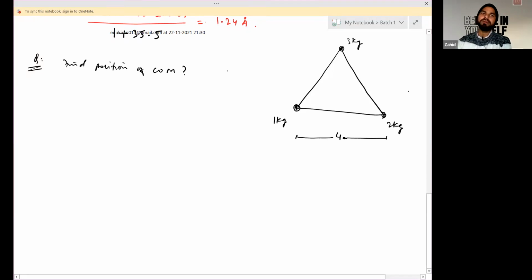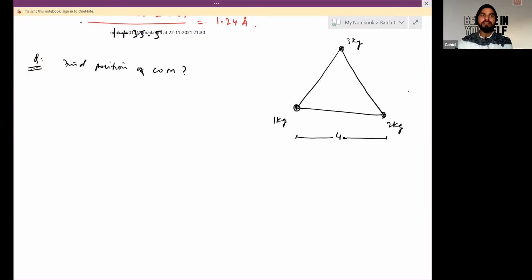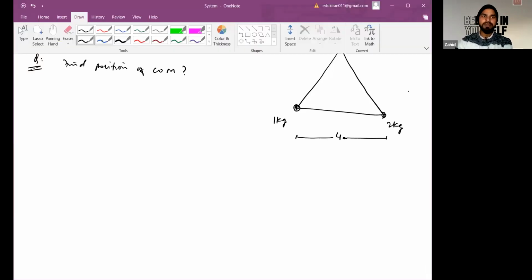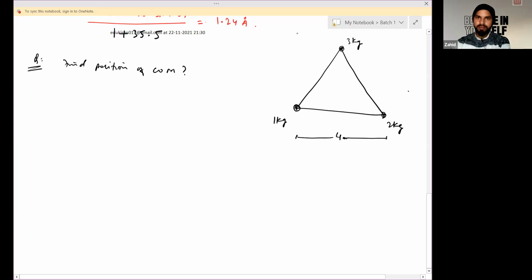So for any problem, first try to define the coordinate axis. Let's say this is y-axis and this is x-axis. Depending upon this coordinate system, we may define its coordinate. So for this 1 kg, position will be 0, 0. For 2 kg, position will be 4, 0.